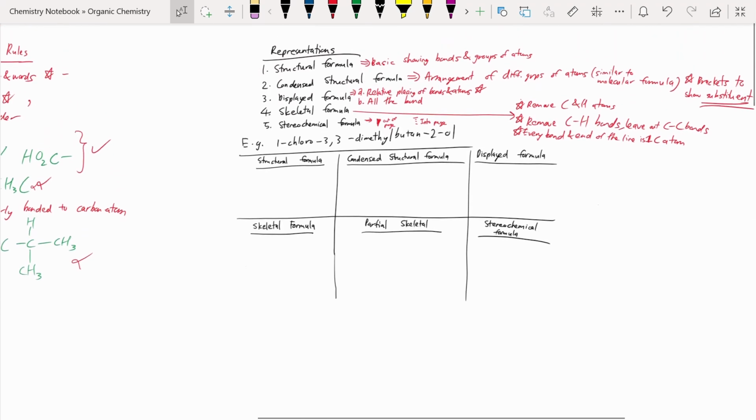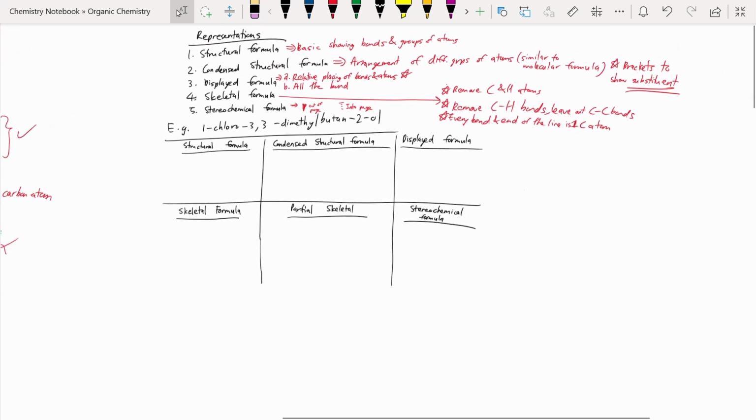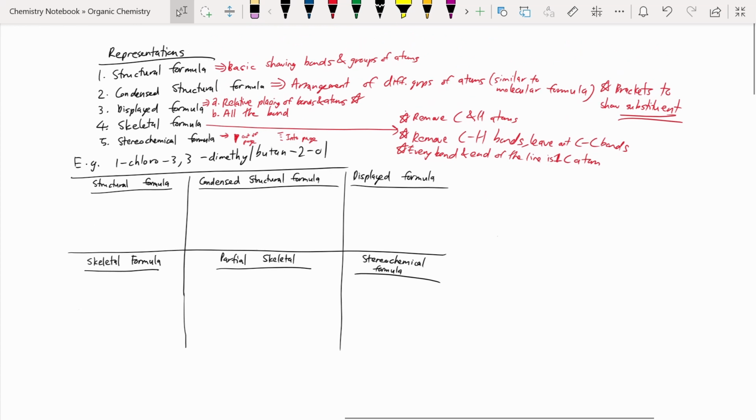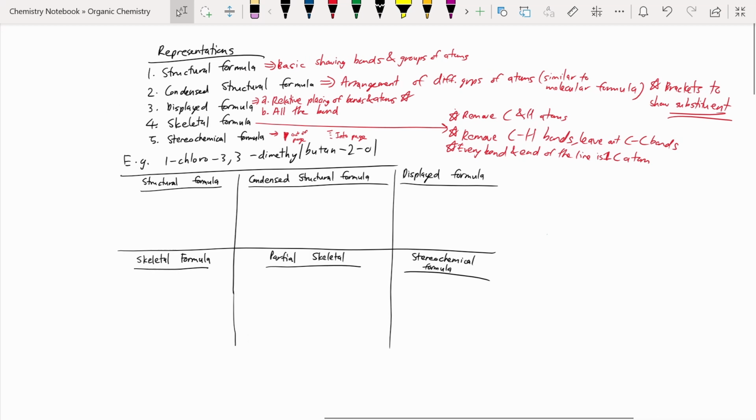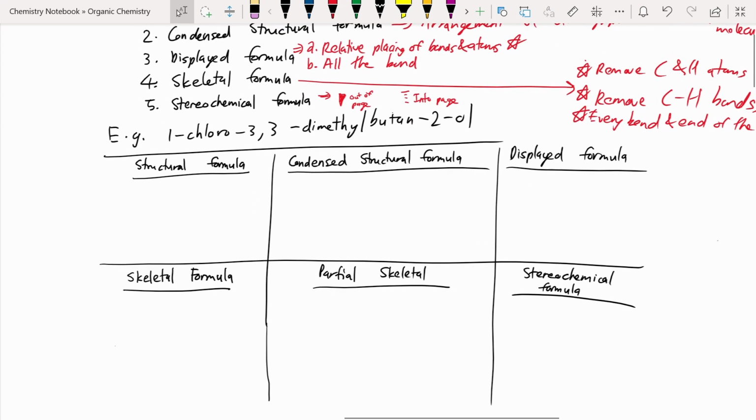So these are the 5 ways. Structural formula, condensed structural formula, displayed formula, skeletal formula, and stereochemical formula. So for structural formula, it's just the basic showing of bonds and groups of atoms. So in this case, for this example right here, I'll go step by step. Butane is the parent molecule, so there's 4 carbon atoms.